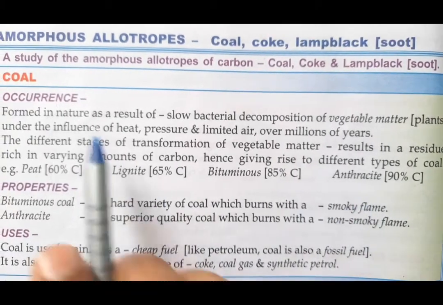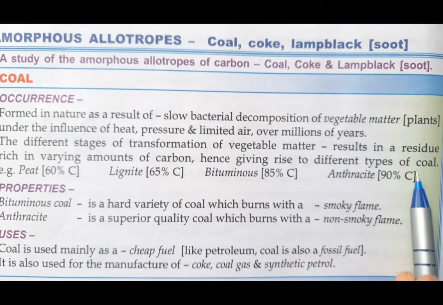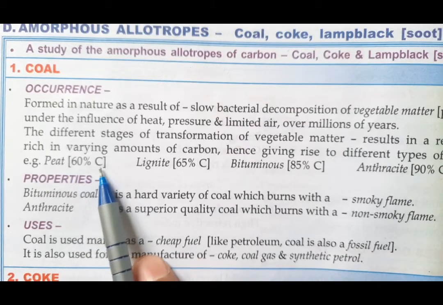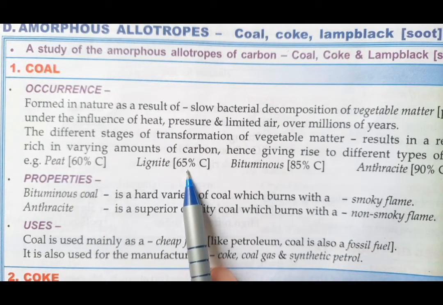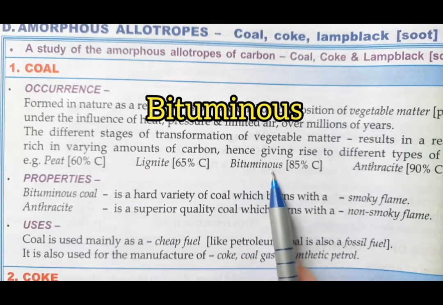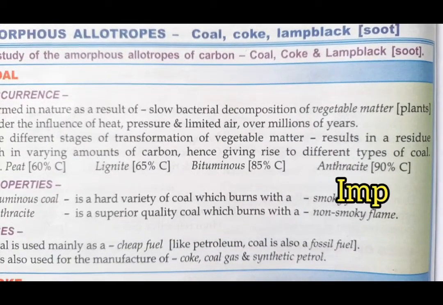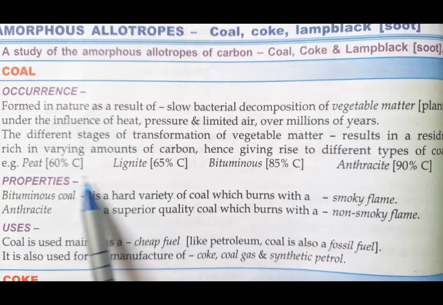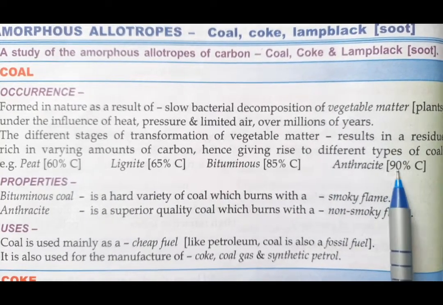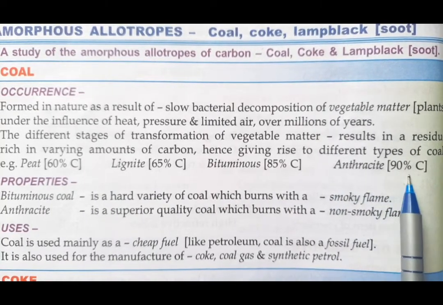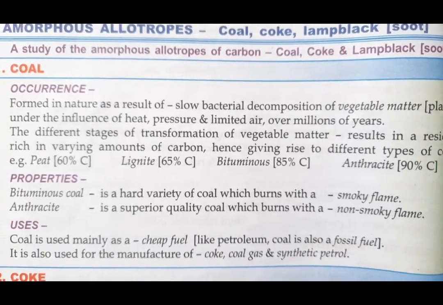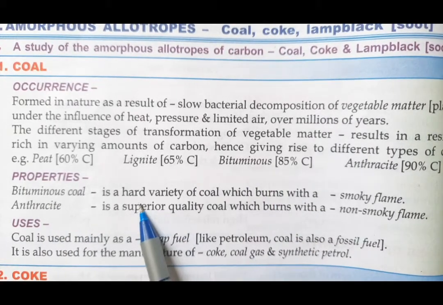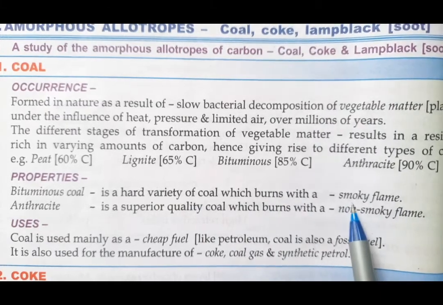Now look out here. We are learning about coal, and under coal there are different types of coal again. What are the different types of coal? Let us see. One is called peat, which contains 60% carbon. The other is lignite. It contains 65% carbon. Other is called bituminous. It contains 85% carbon. And the last one is anthracite, which contains 90% carbon. So from here we can make out that these are the different forms of coal, in which anthracite is the form of coal which contains the highest percentage of carbon, students, as compared to the others.